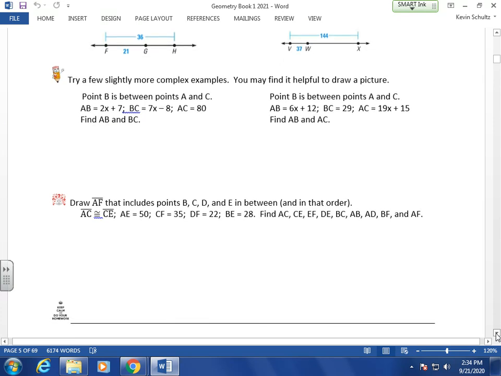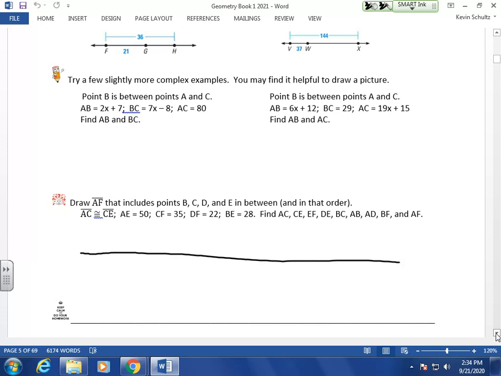All right. It says draw a segment AF that includes points B, C, D, and E in between and in that order. So I'm just going to draw. There we go. That should be big enough. A is over there. F is over there. Now, before I place the rest of my points, I'm going to read through the given information just in case there's something I might want to consider. It says AC is congruent to CE. Okay. Segment AC is congruent to segment CE.